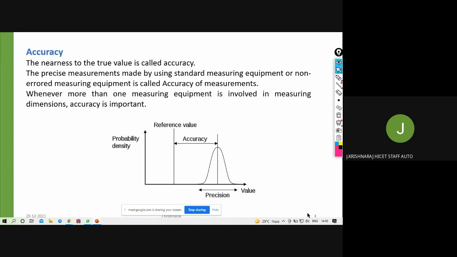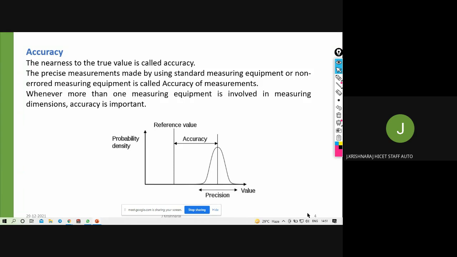Okay, so in standard measuring equipment or error-free measuring equipment, even if you are using any kind of equipment, after some period we have to calibrate it. When you are bringing in a new one, it is well calibrated. After using and handling it, it might deviate from the exact standard values. So after some time, we have to calibrate it.